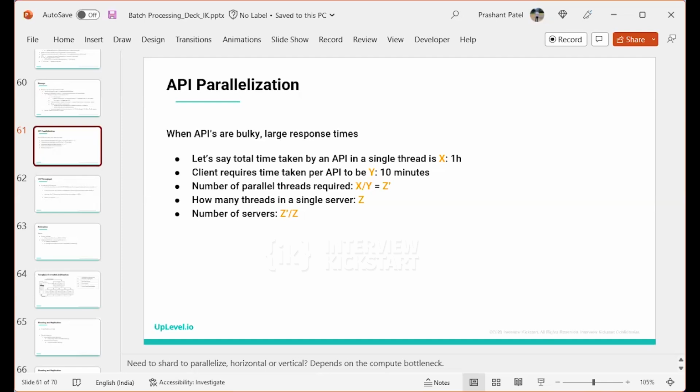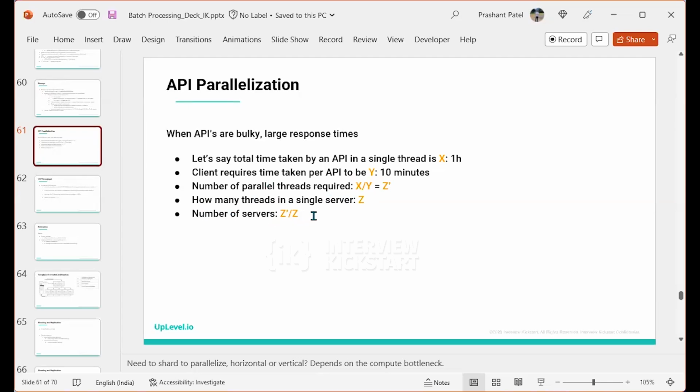So in that case, if one of our APIs was exceeding that time, maybe the third degree connection API, taking more than 50 milliseconds, what we can do is parallelize that. We cannot comment on how much time it would be reduced, but it will definitely reduce it. And there is one more relation you can get here: with how many threads you would get how many servers.